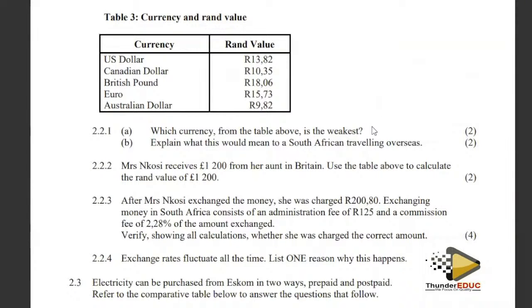So this is currency and rand. So simply meaning for $1, these are one together, and this is what you get in terms of rands. So now when you look at this, which one gives you the lowest value? It's the Australian dollar.